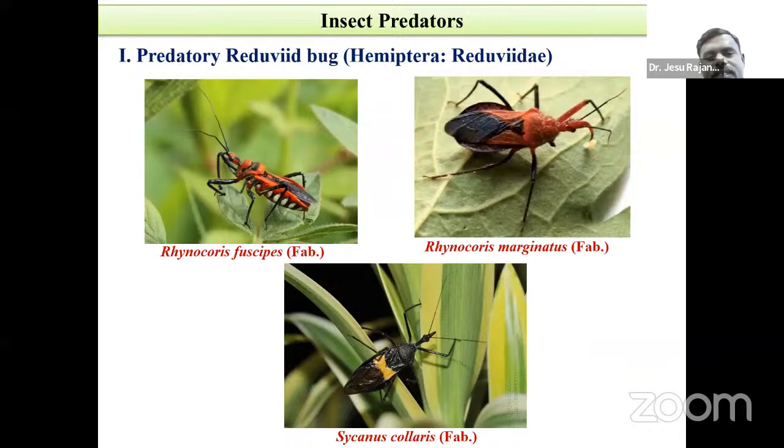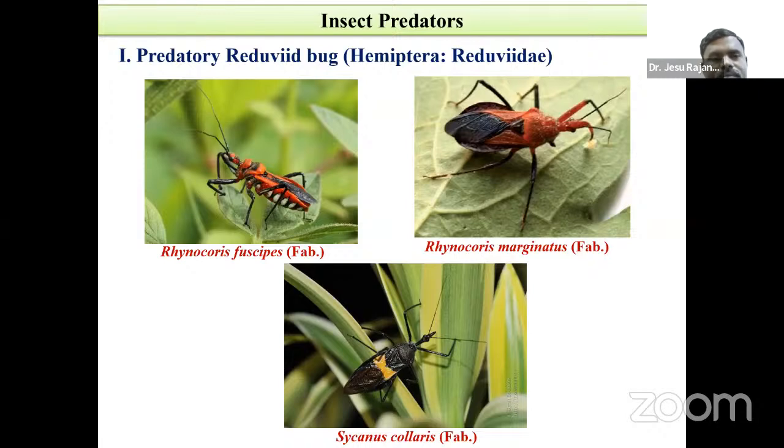These are all very common predators, and also some of these insects are possible for mass production. Now directly I'm coming to the point of mass production technique, because I think this introduction part is not required, so I omit some slides. So here, the first slide, I am going to explain about the reduviid predator.